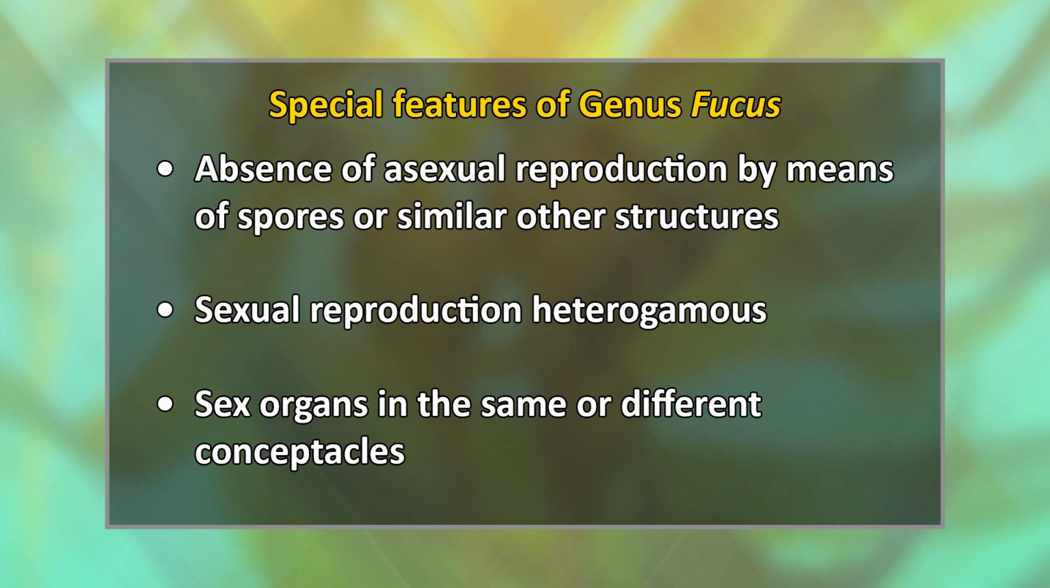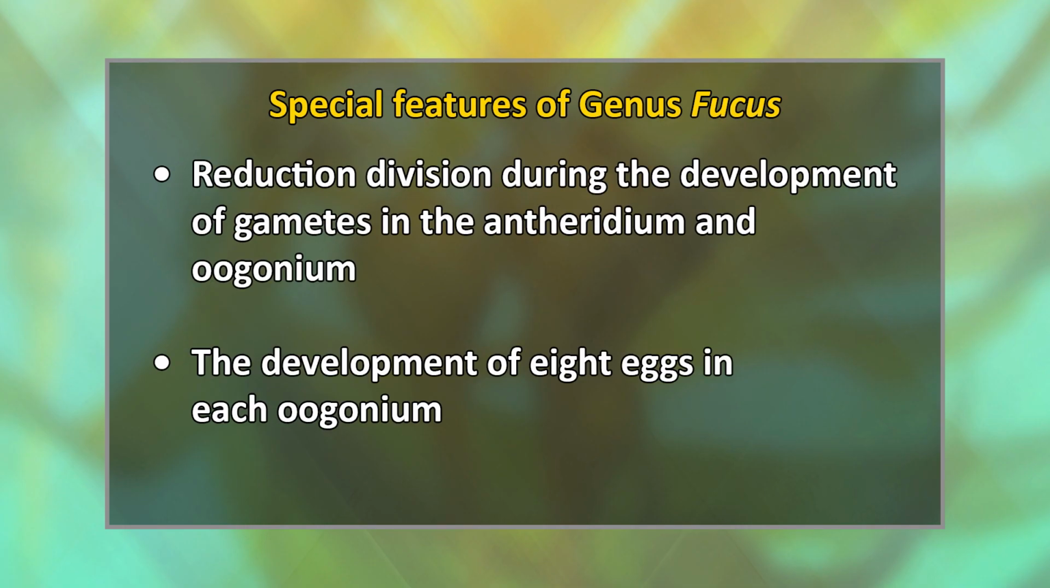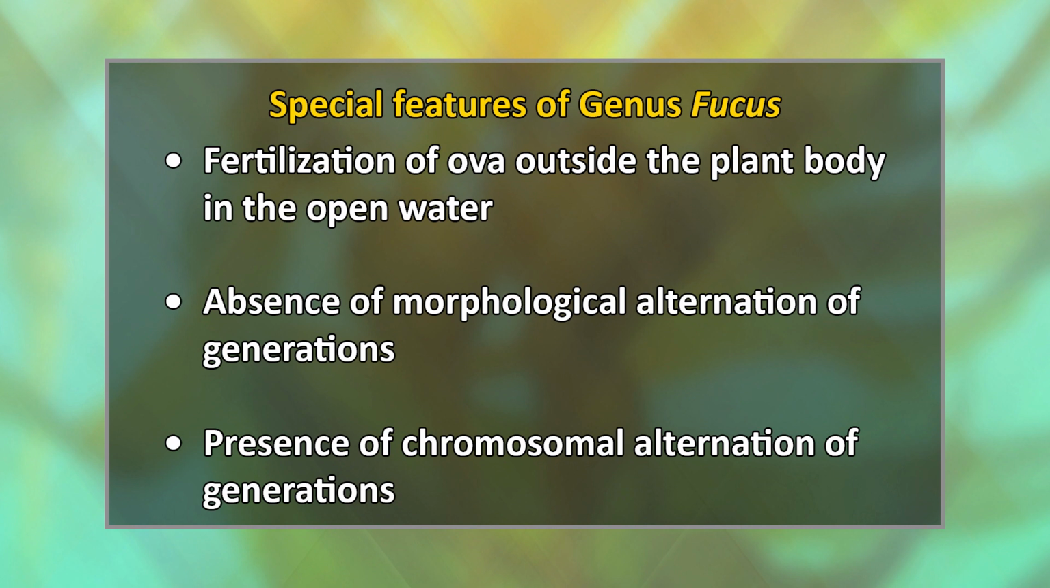Number 5. Sexual reproduction heterogamous. Number 6. Sex organs in the same or different conceptacles. Number 7. Reduction division during the development of gametes in the antheridium and oogonium. Number 8. The development of 8 eggs in each oogonium. Number 9. Fertilization of ova outside the plant body in the open water. Number 10. Absence of morphological alternation of generations. And finally, the presence of chromosomal alternation of generations.